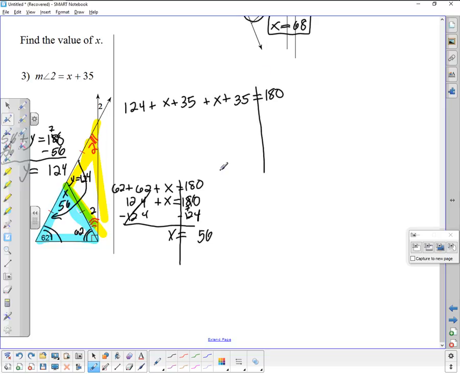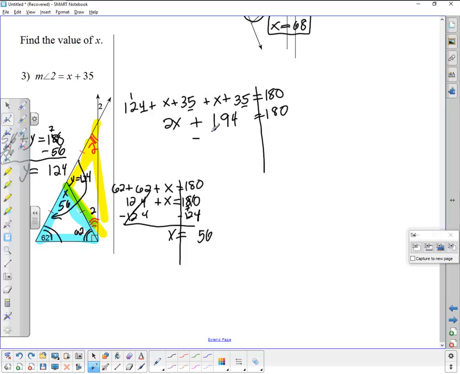and that'll be your answer. Okay, x plus x will be 2x. 124 plus 35 plus 35. Here's how you do it. 5 plus 5 will give you 10. Plus 4 will give you 14. 4. Carry your 1. 3 plus 3 is 6. Plus 2 is 8. Plus 1 is 9. So this will be 194. And that's equal to 180.